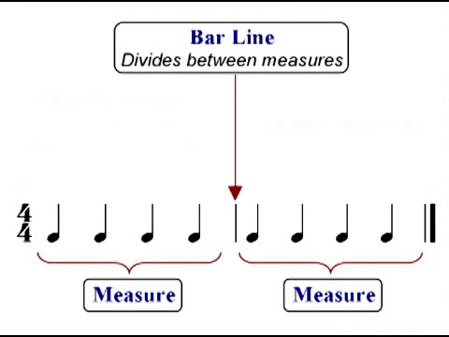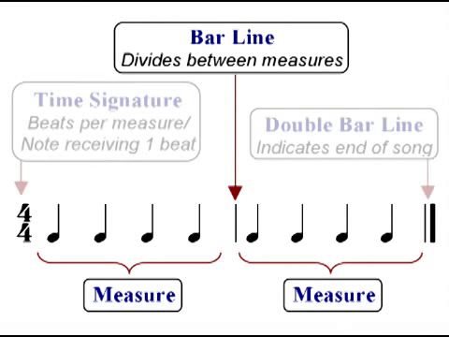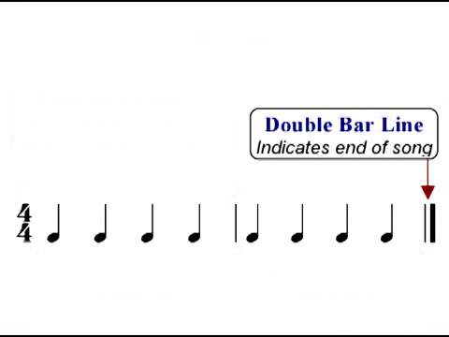Each section in our piece of music is called a measure, and it's identified by its boundaries, which are these bar lines. The last thing on our chart, at the end, is a double bar line. The double bar line indicates the end of a section or the end of the song. So that's a double bar line.